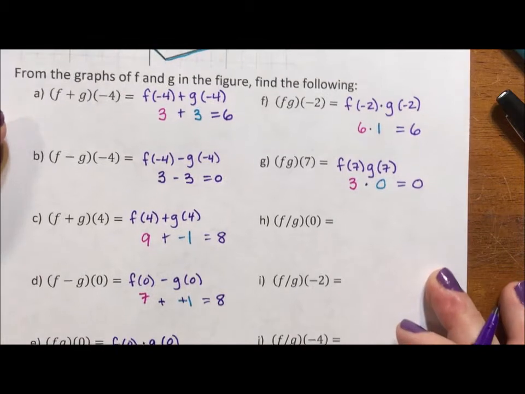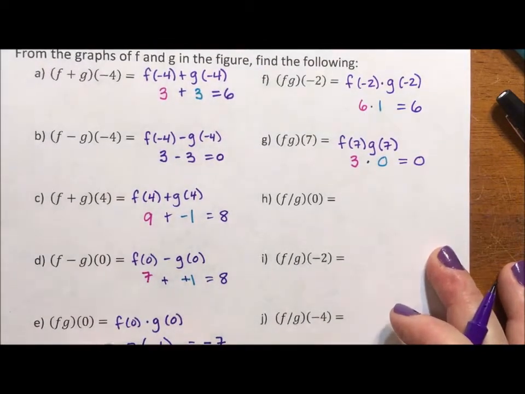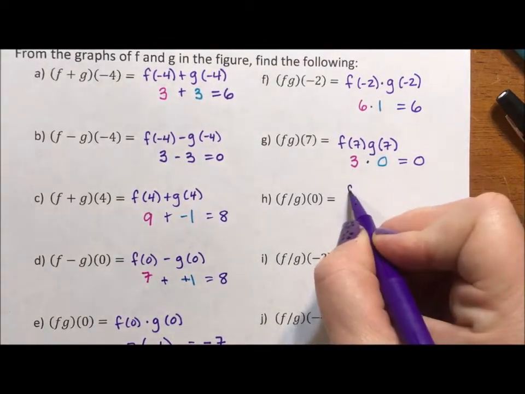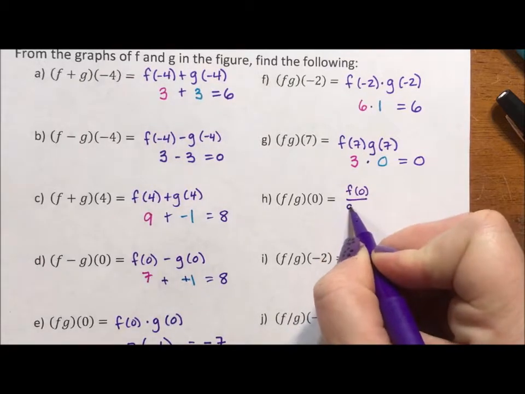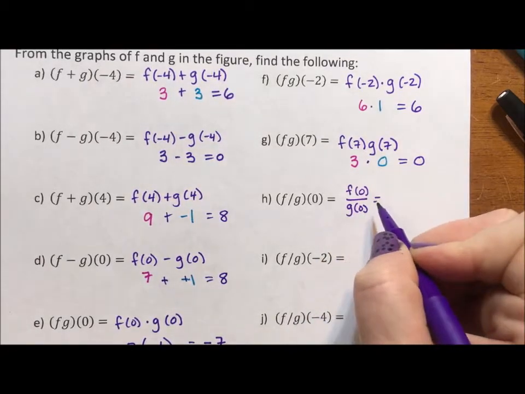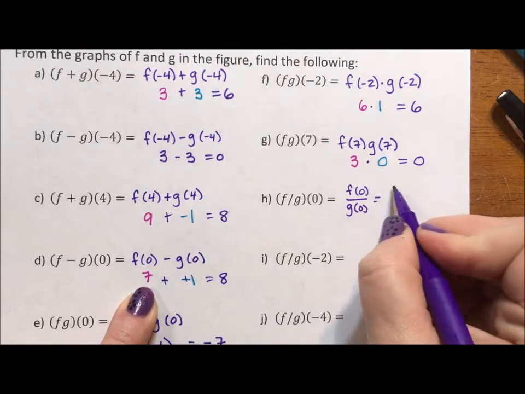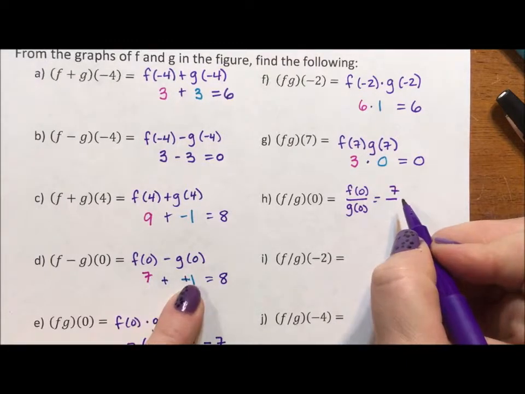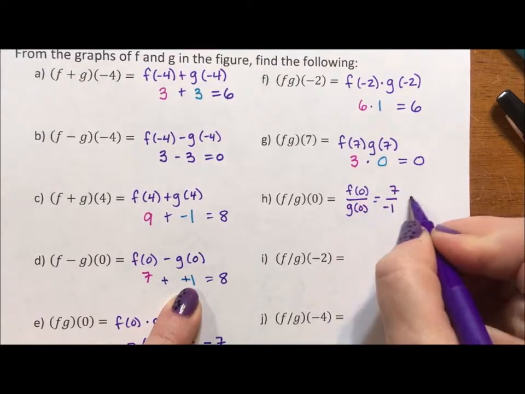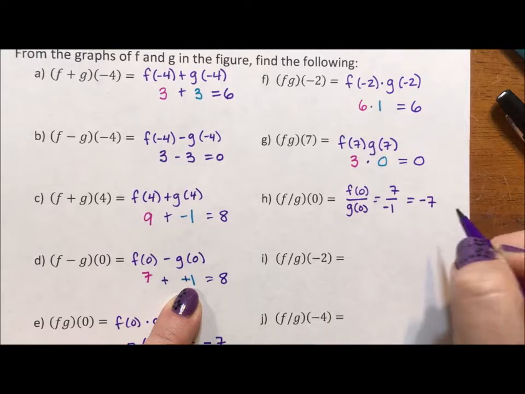For the rest of these, we can actually look at the solutions we already found. This is f of 0 divided by g of 0. Well, we have f of 0 right here, it equals 7. We have g of 0 right here, it's negative 1. So this is going to be negative 7.